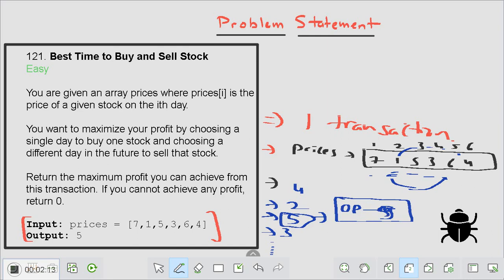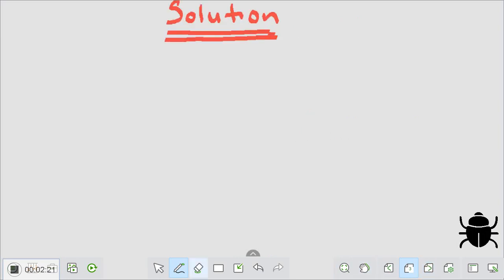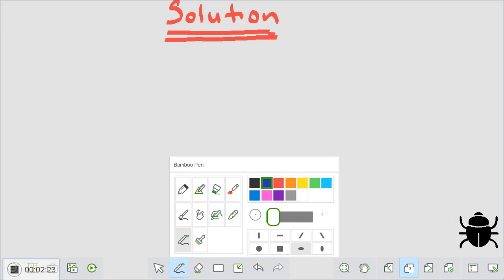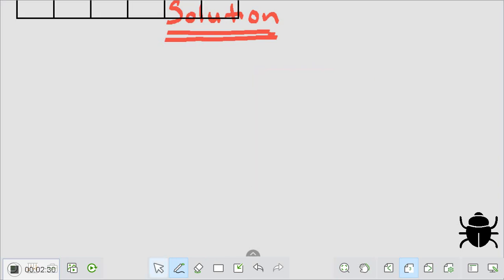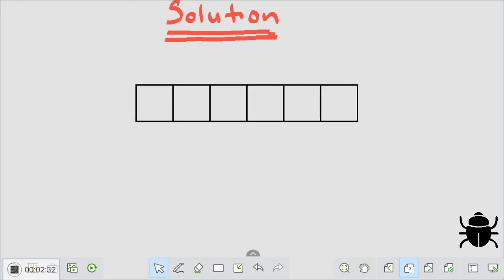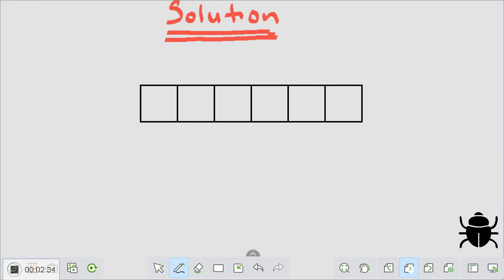As you can see, I can buy at this point and sell at this point. Okay, so I hope you guys got a clear understanding of the problem statement, and let me now move to the solution. So I have an array, let me draw an array of 6 days, and I have values here like 7, 1, 5, 3, 6 and 4.